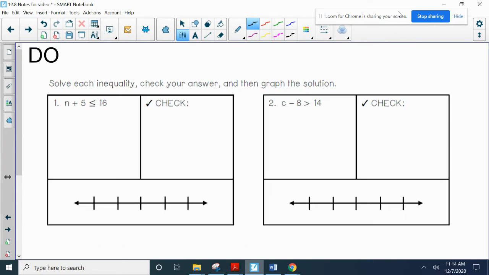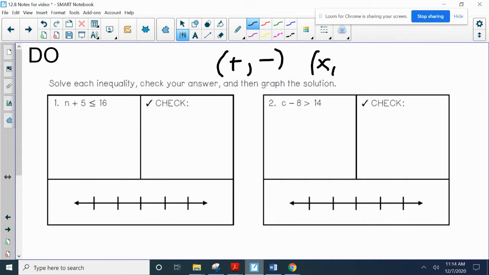All right, so I am going to show you how to do these first 2 problems. So we need to solve an inequality. I'm going to go ahead and do the same thing I would do if this said n plus 5 equals 16. So I'm going to do the same thing I would do with an equation. So I know my inverse pairs, and I'm just going to put them up here for my reference again, are addition and subtraction. So those are used to get rid of each other.